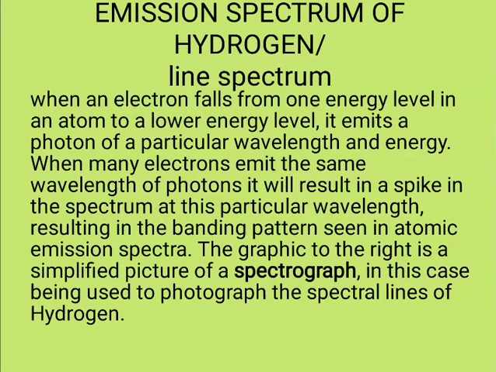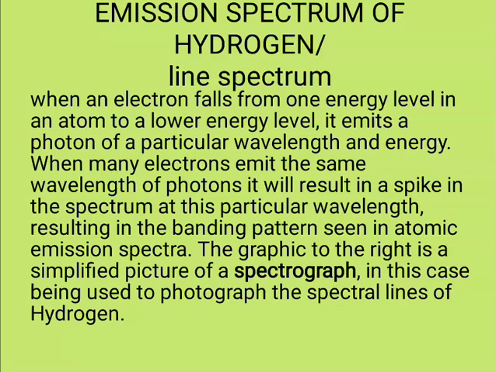Let us talk about the emission spectrum of hydrogen, also called the line spectrum of hydrogen. Before we proceed, let us sum up that the emission spectrum is also called the fingerprinting spectrum, because no two elements can have the same emission spectrum. That's why it is called fingerprinting spectrum. So let us discuss the line spectrum of hydrogen in detail.